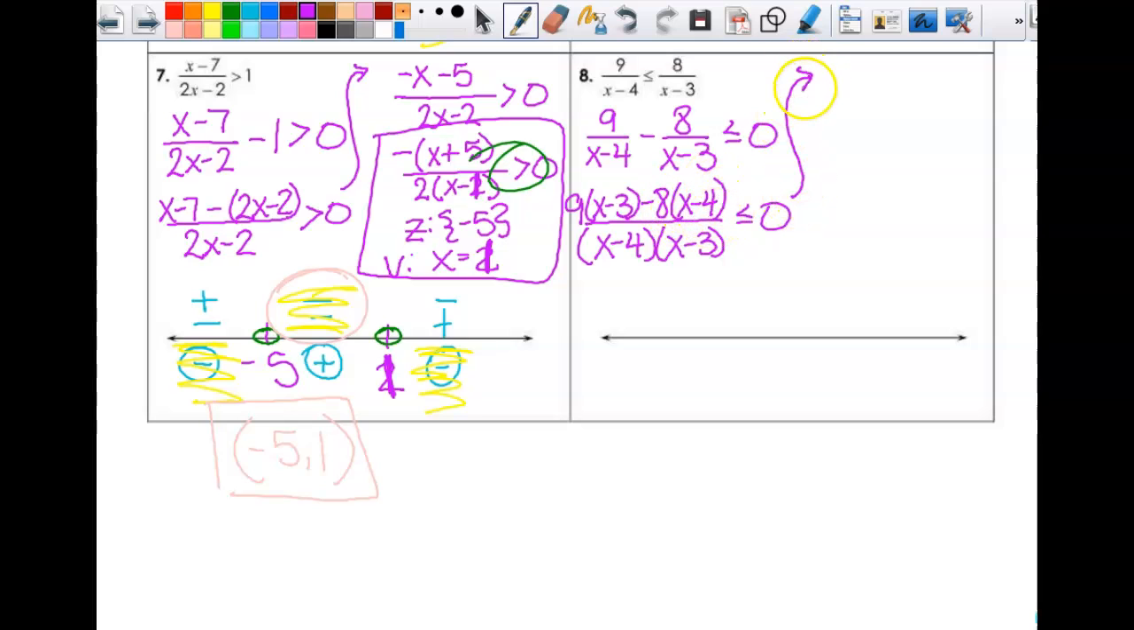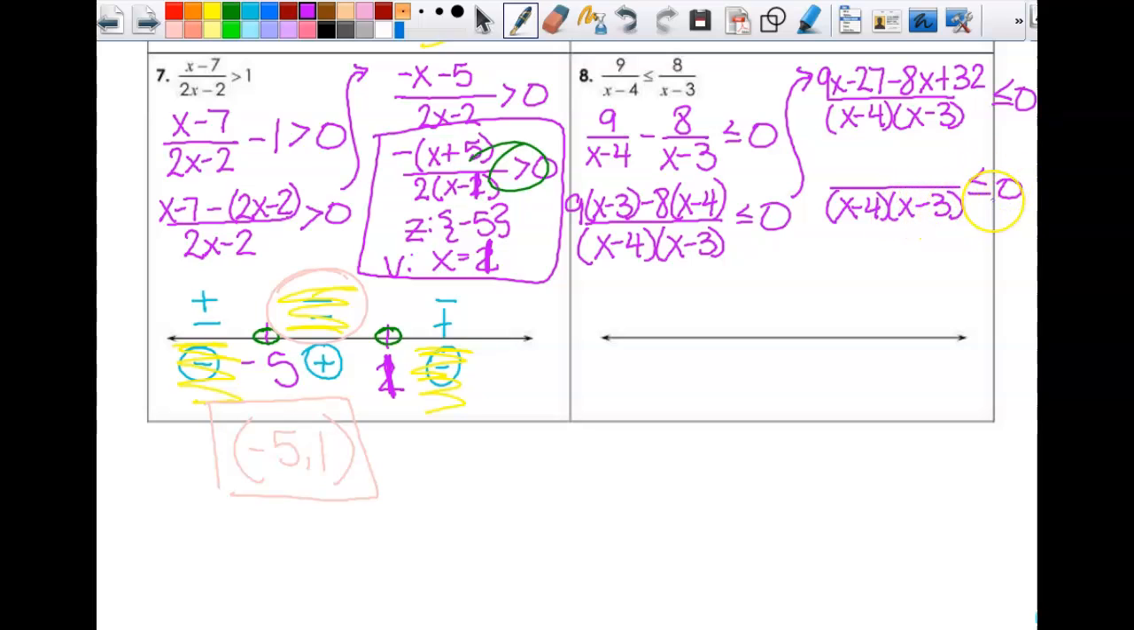I'm going to continue this up here. My denominator is still x minus 4 times x minus 3. This gives me 9x minus 27 minus 8x plus 32. That's less than or equal to 0. My denominator is still x minus 4 times x minus 3. 9x minus 8x is x. Negative 27, positive 32 is 5. Now it's all simplified and factored.